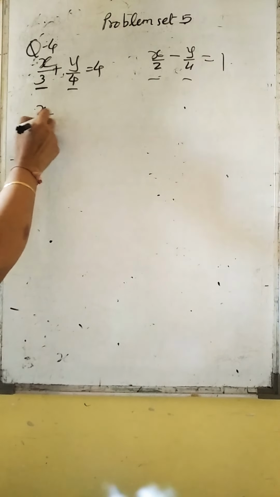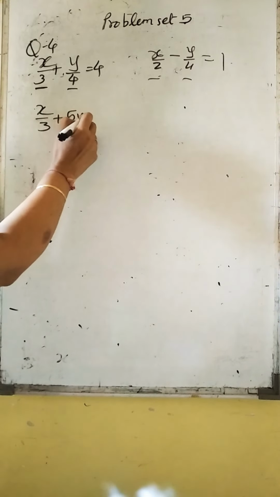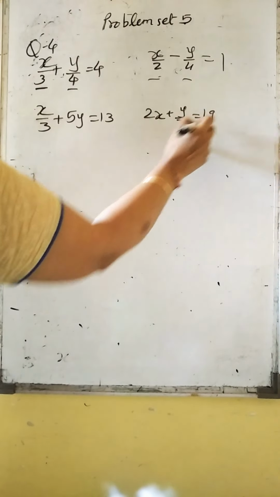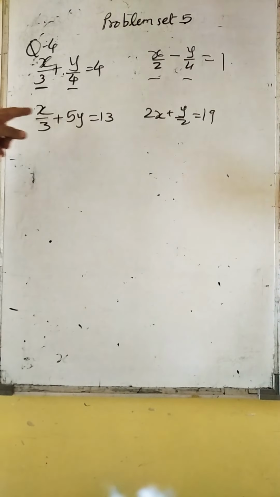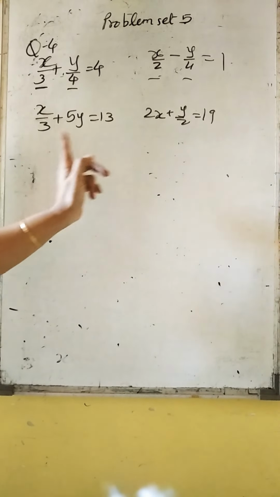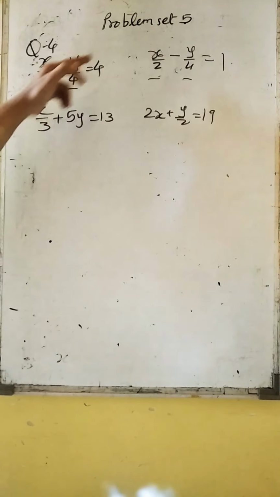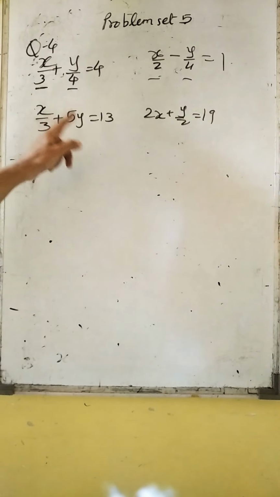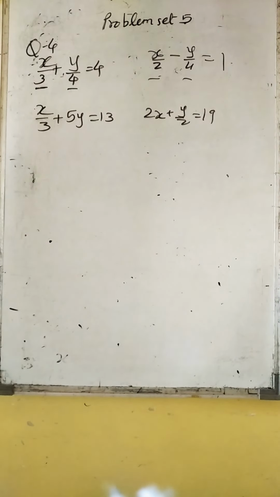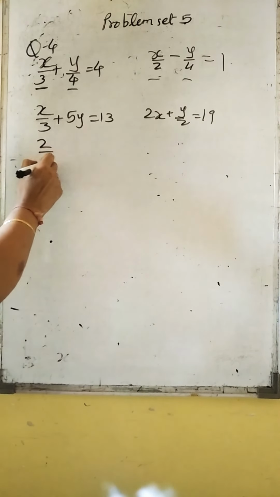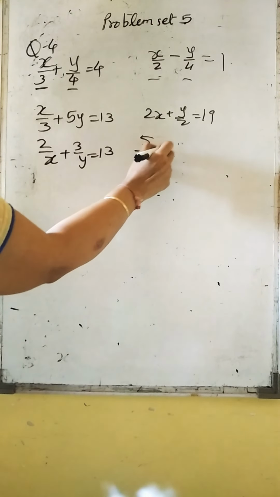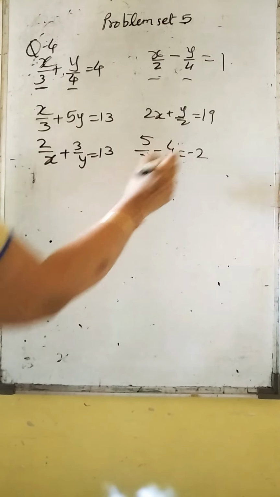Now second question, x upon 3 plus y upon 5 is equal to 13, and 2x plus y upon 2 is 19. Here, the coefficient of x and the coefficient of y are in fractions, but ultimately the coefficients are in fractions for both. Here both the coefficients are fractions. Here, any one, meaning a coefficient, is in a fraction. And then third question is 2 upon x plus 3 upon y is equal to 13, and 5 upon x minus 4 upon y is equal to minus 2.